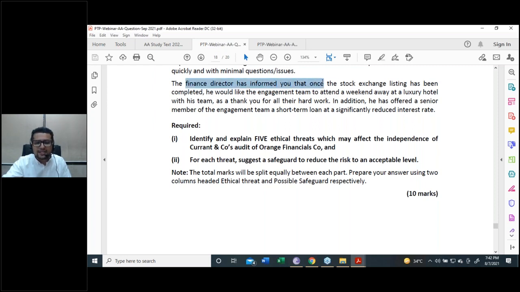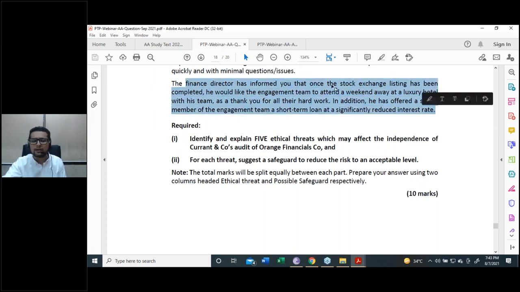The finance director has informed you that once the stock exchange listing has been completed, they would like the audit engagement team to attend a weekend away at a luxury hotel with their team as a thank you for all their hard work. In addition, he has offered a senior member of the engagement team a short-term loan at significantly reduced interest rates. So there are two threats over here. Can you please tell me what those are and what the safeguard is?